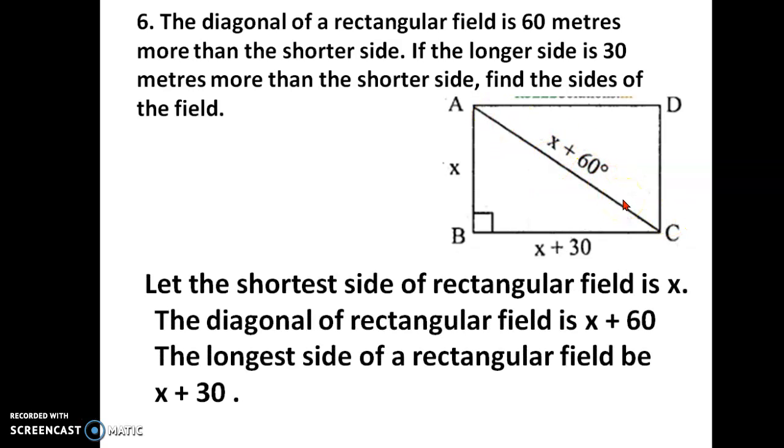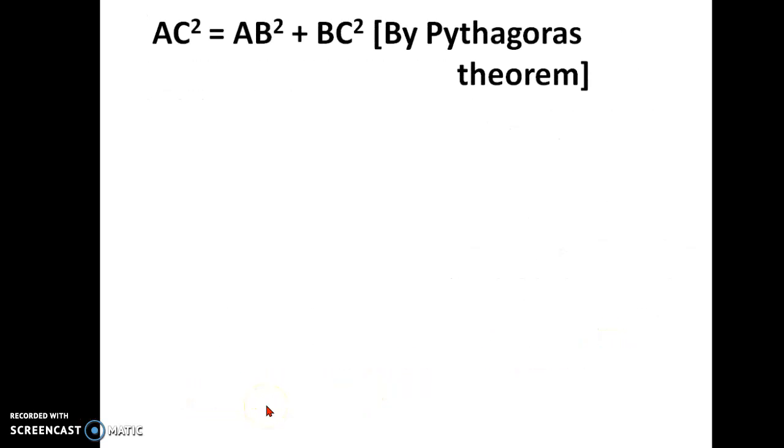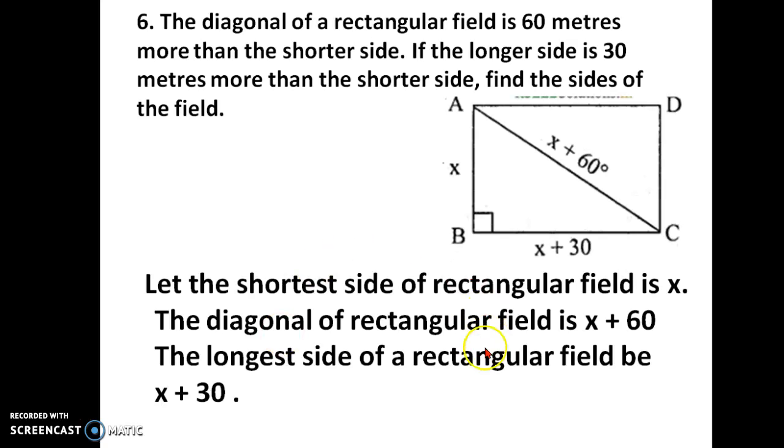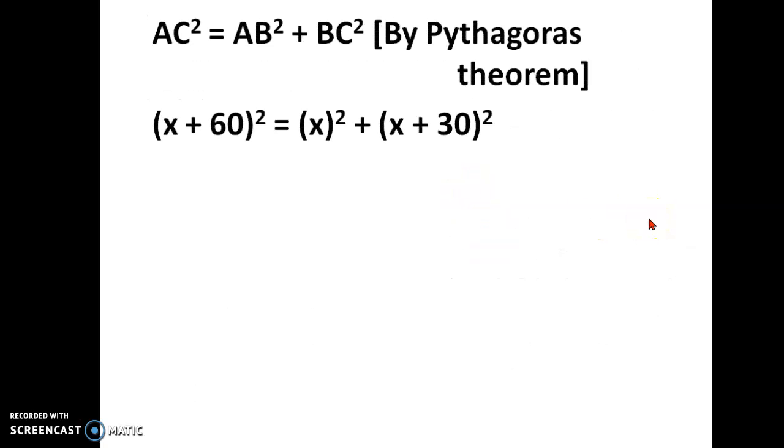So we can name all these things. Okay, we can name shorter side as x, diagonal x plus 60, longer side as x plus 30. Then by Pythagoras theorem, so that is a right triangle. Okay, so we can use Pythagoras theorem. So this is diagonal, so AC square equal to AB square plus BC square. Okay, so if you substitute it, you can substitute like this: x plus 60 the whole square equals x square plus x plus 30 the whole square.